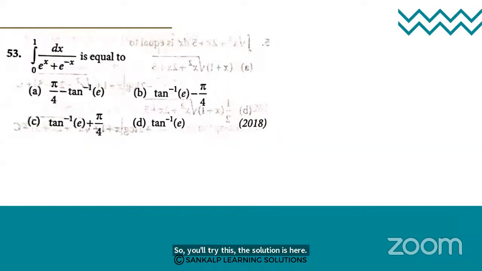Next question: integral from 0 to 1 of dx upon e raised to x plus e raised to minus x. So this one again we can make use of the substitution and simplify. First, you have to take e raised to x common. So you will get it in the form of e raised to x upon 1 plus e raised to 2x. Then make use of the substitution.